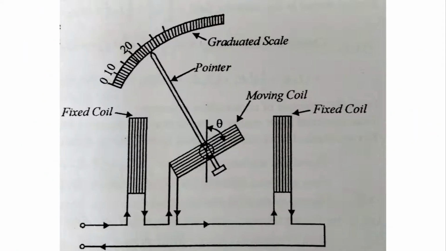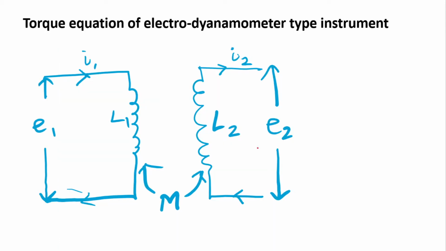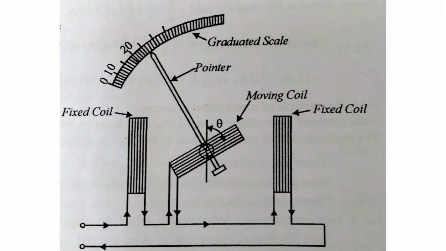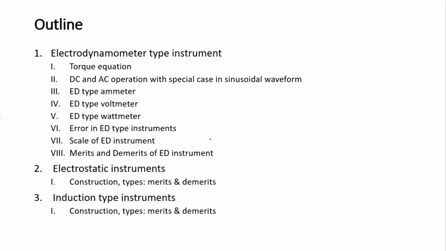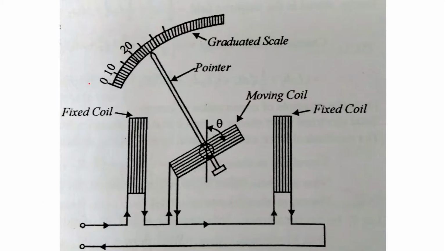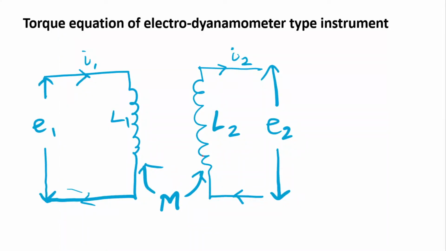Next we are going to discuss the torque equation of electrodynamometer type instruments. Basically we have taken the construction. Here you can see there are two coils, a fixed coil and a moving coil. The fixed coil is divided into two equal halves. Now we are going to derive the torque equation. The fixed coil is given in two halves, so basically it is a single coil, and the second coil is a moving coil. So we have assumed them separately as two different coils, like you are seeing in the figure.